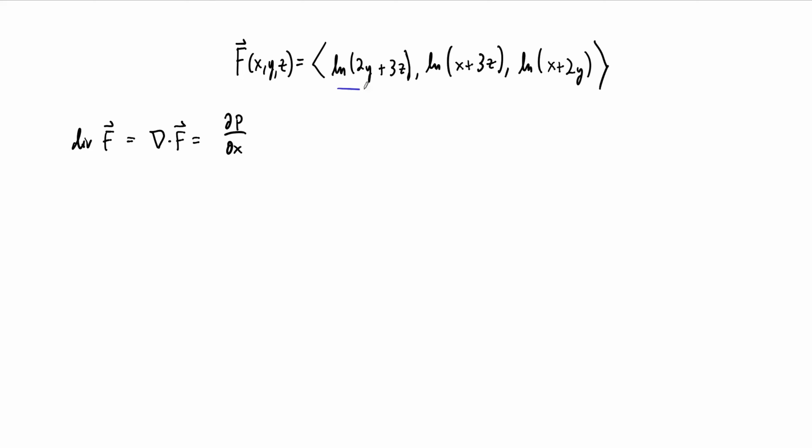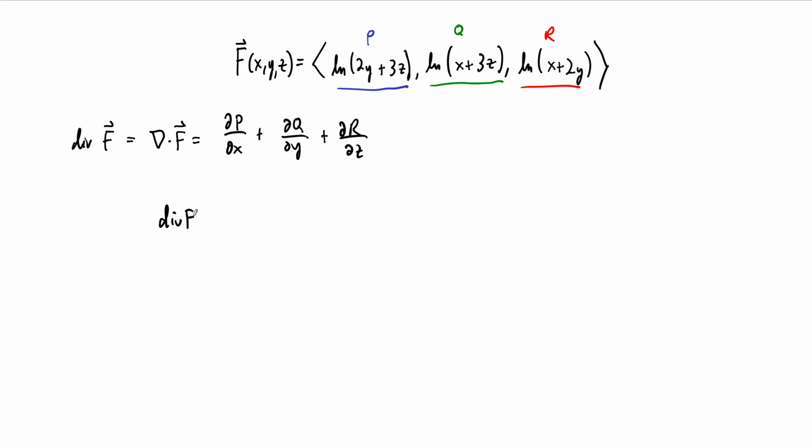So if this first component is p and the second component is q, we'll call the third component r. Then the divergence of this vector field is just the partial derivatives of the component functions with respect to the variable, the component that they're in, and then add them all up. So dp dx plus dq dy plus dr dz. So let's start with computing this one.